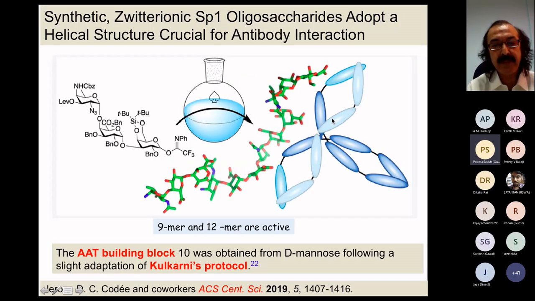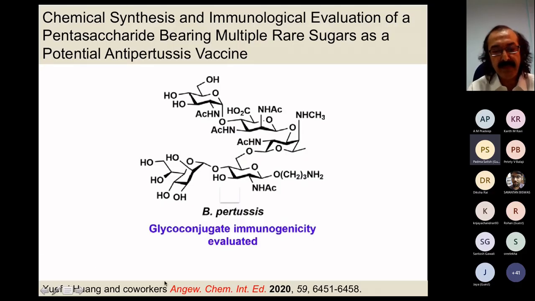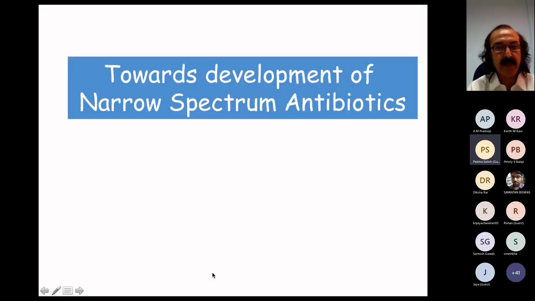And in the last 2 minutes, I will just give you what others have done. Cody from Netherlands used our method to make these AAT building blocks and synthesize really longer glycans from Streptococcus pneumoniae. And then he showed that 9-mer or 12-mer are more active. These kinds of studies were not possible before due to the lack of access to these kinds of compounds. Recently, Chauffet from Michigan State also used our method to construct some longer glycans from pertussis, and they are developing a glycoconjugate vaccine for pertussis.